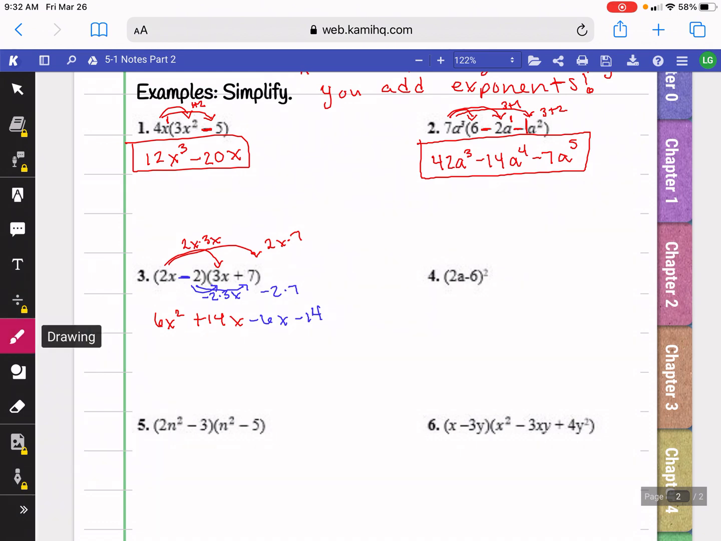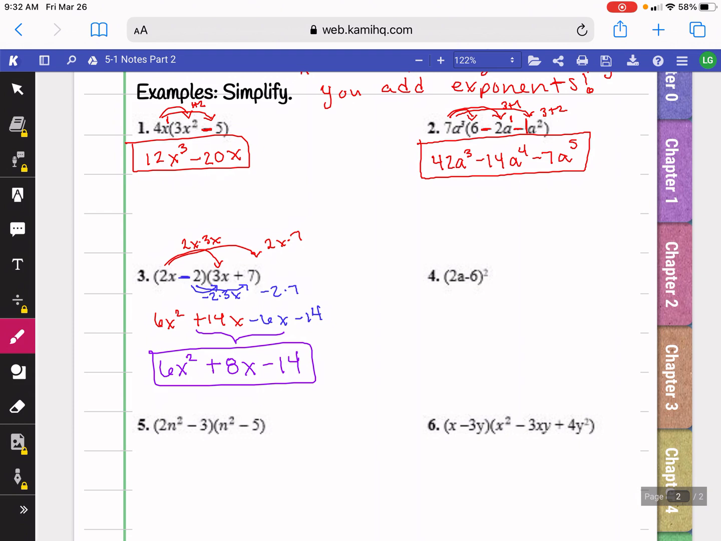So 6x squared doesn't have a like term, so I'm going to leave that 6x squared. But here you can combine 14x minus 6x because those are like terms. So you combine those, you get 8x, and then I'm going to bring down that minus 14. I didn't have to rewrite this one because the like terms were already next to each other.